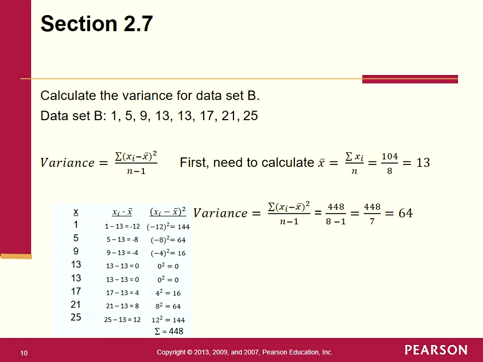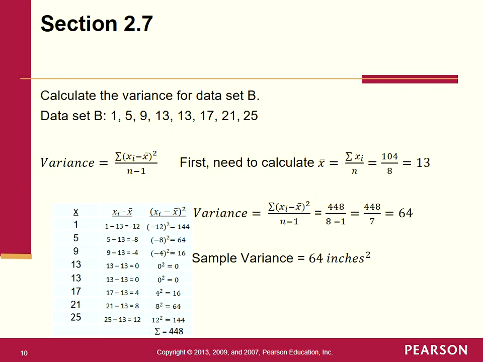This time I made the sample size 8, so that means our denominator is going to be 7, because it's n minus 1. And this turns out to be a nice whole number, coincidentally: 64. So we would say that the sample variance for this data set turned out to be 64 squared inches, or inches squared, however you want to say that.